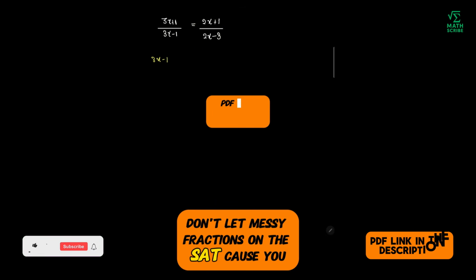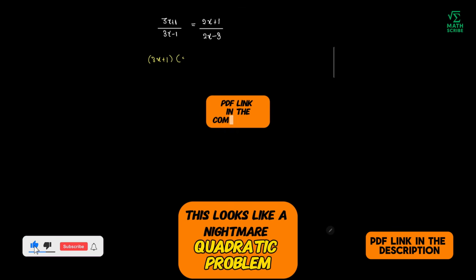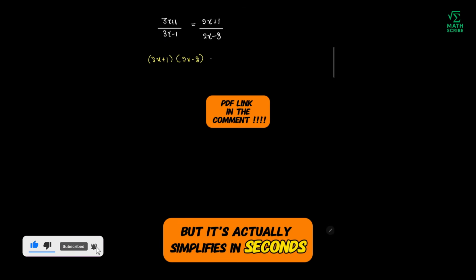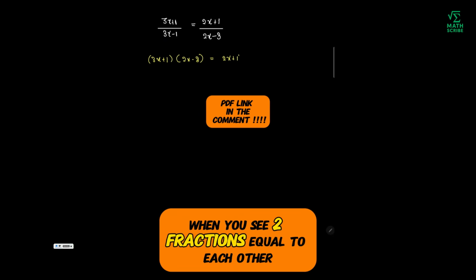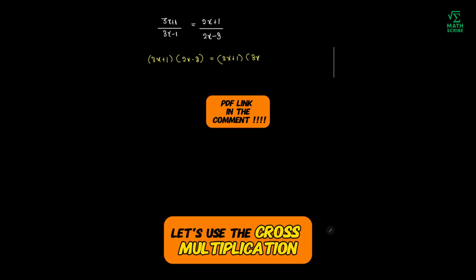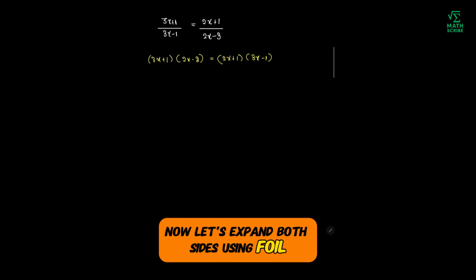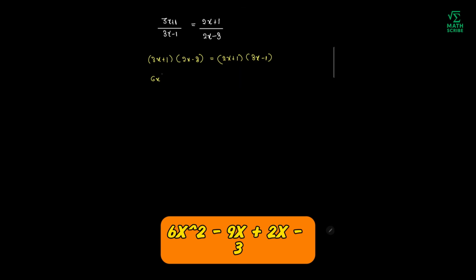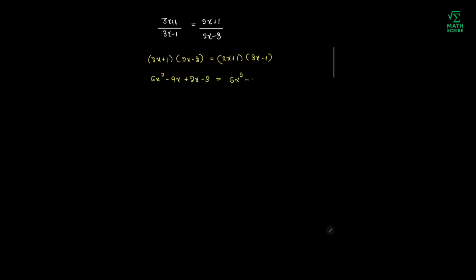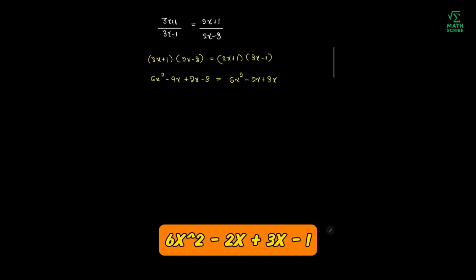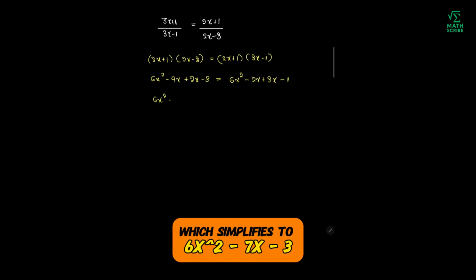Don't let massive fractions on the SET scare you. This looks like a nightmare quadratic problem, but it actually simplifies in seconds. When you see two fractions equal to each other, let's use cross multiplication. Now let's expand both sides using FOIL. 6x squared minus 9x plus 2x minus 3. On the right side, we get 6x squared minus 2x plus 3x minus 1, which simplifies to 6x squared minus 7x minus 3, which simplifies to 6x squared plus x minus 1.